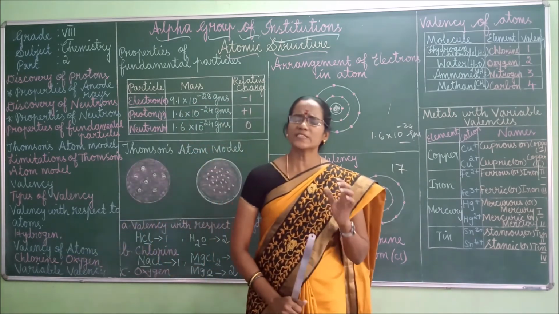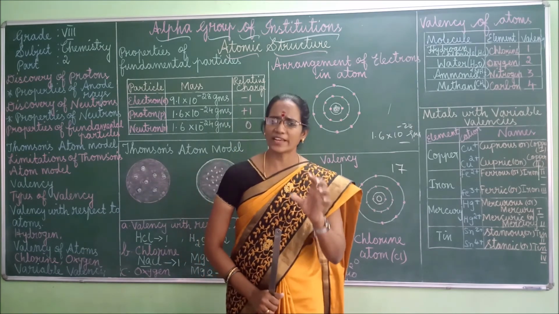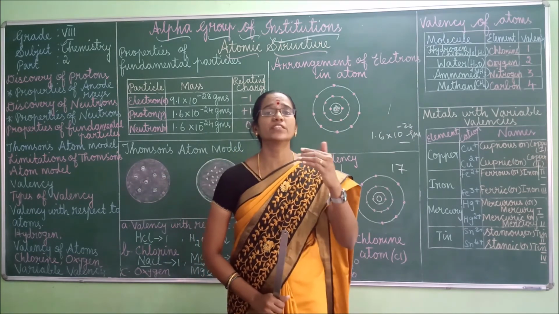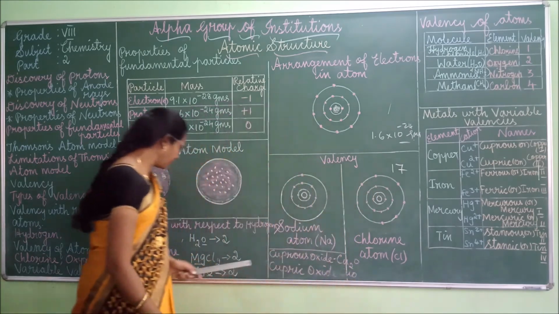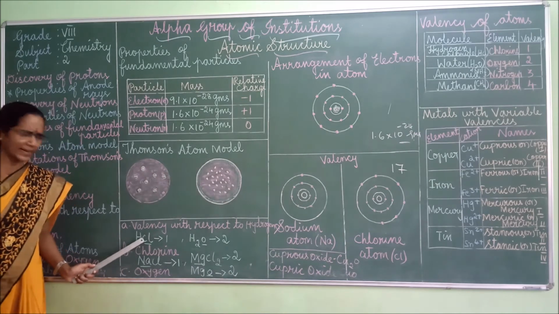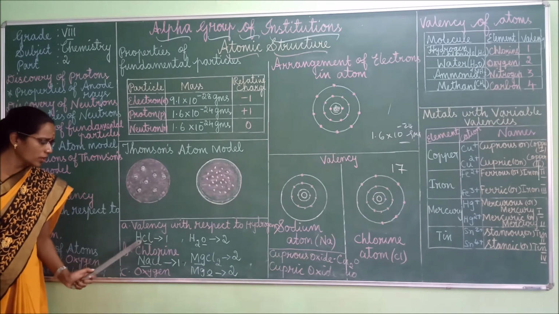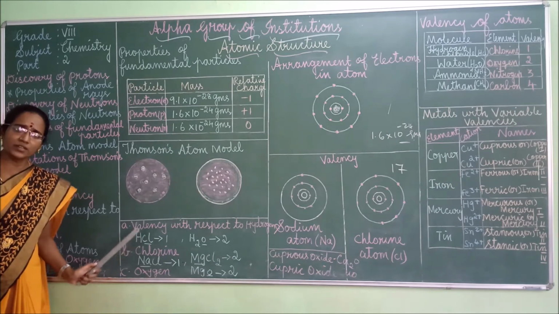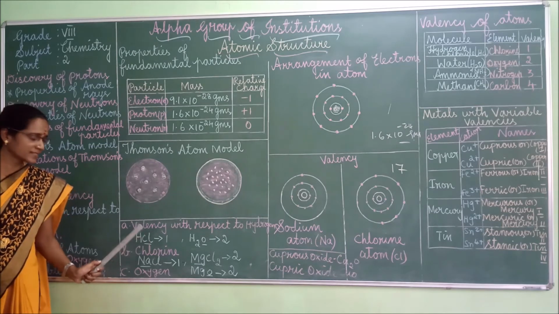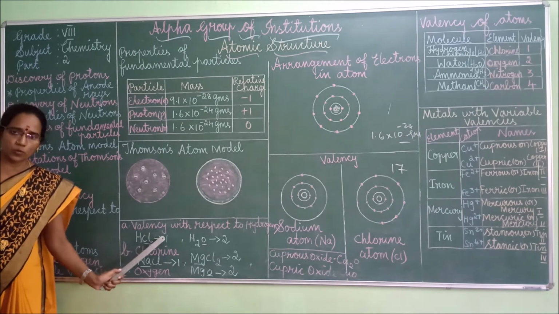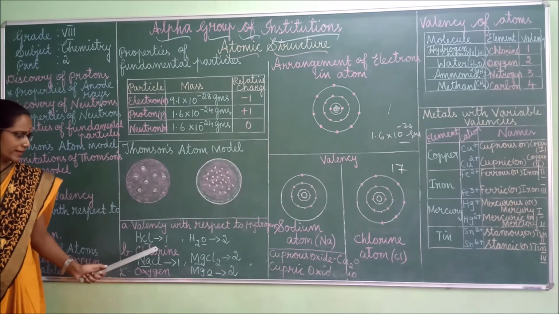Valency of an element is defined as the number of hydrogen atoms which combine with one atom of it. Right? For example, if you take the hydrogen chloride molecule, one atom of hydrogen combines with one atom of chlorine. Hence, the valency of chlorine is 1. Got it, children? Right.